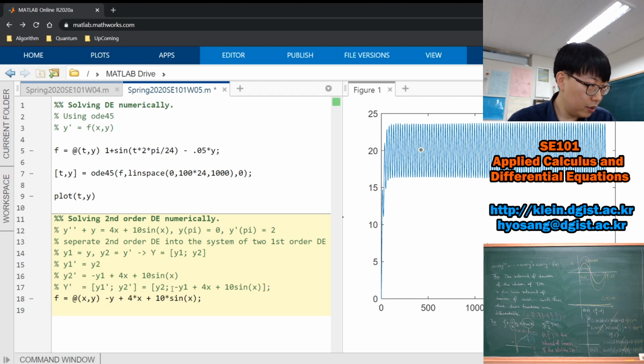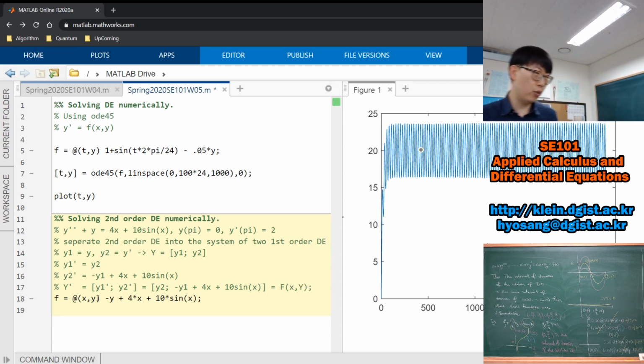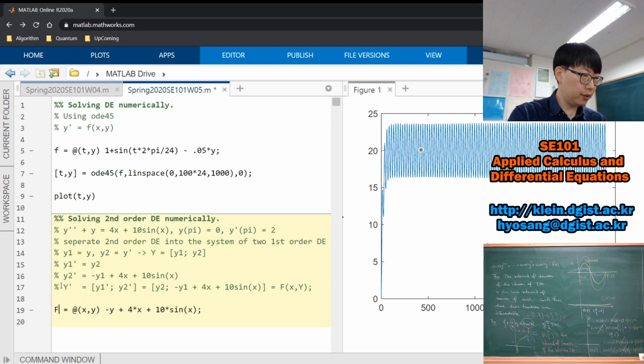And I want this part to be a function, in this case large F, a function of x and y. Here y is a function of y1 and y2, so large Y. Let's redefine this. So F is a second order two variable function, x and large Y. But now I don't want to use large Y because I don't want to define another symbol here.